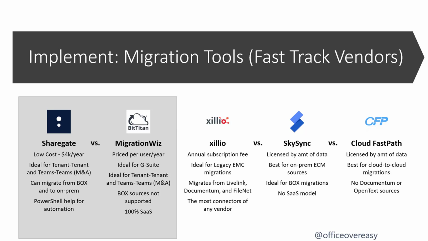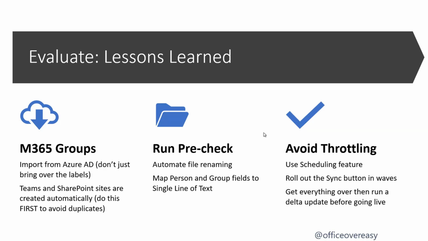But SkySync doesn't have a SaaS model. And why is that important? Well, probably most of us have something on-prem, but just keep that in mind from a SkySync perspective. You have to have something on-prem in order to use SkySync. So there you go. And then Cloud FastPath, they don't do Documentum or OpenText, but they are good for cloud-to-cloud migrations. This is my last slide.